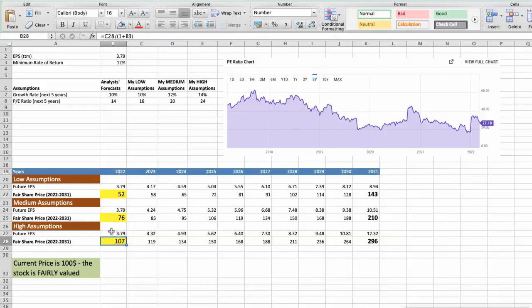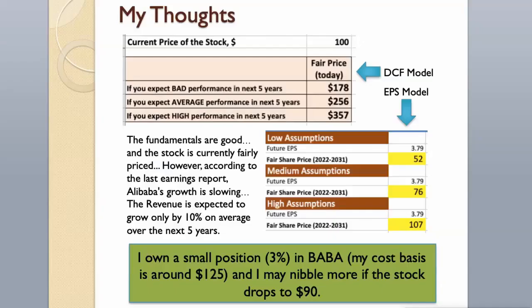As you can see, today the stock is fairly valued, $100, if we expect the company's high performance in future. The fundamentals are good. And the stock is currently fairly priced. However, according to the last earnings report, Alibaba's growth is slowing. The revenue is expected to grow only by 10% on average over the next 5 years. I own a small position, 3% of my portfolio, in Alibaba. My cost basis is around $125, and I may nibble more if the stock drops to $90.